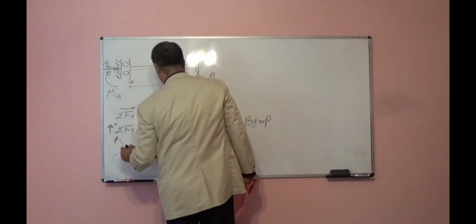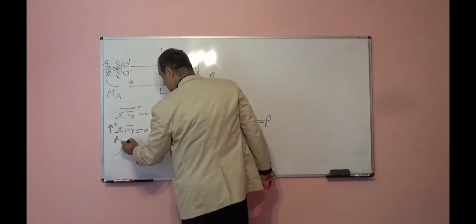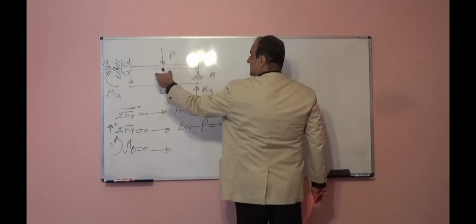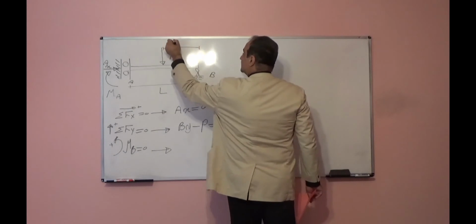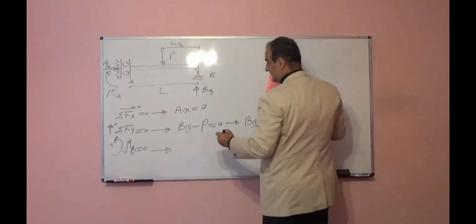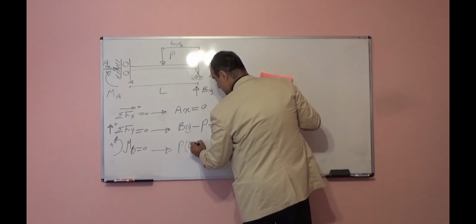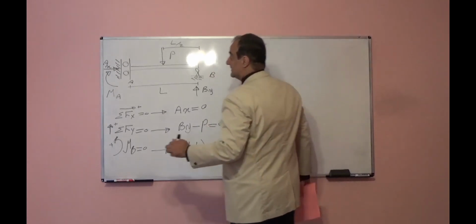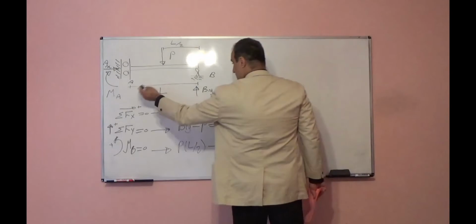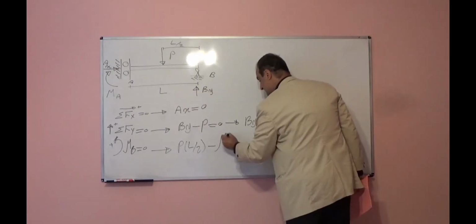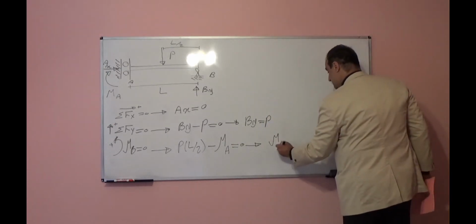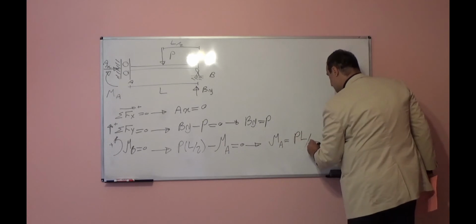Summation of moment respect to one point, for example, point B is equal to 0. In that case, P times L over 2, the distance respect to point B, it wants to rotate this beam counterclockwise, so positive P times L over 2 minus MA, it wants to rotate this beam respect to point B. In this direction I show it, I assume it is clockwise direction, so negative MA is equal to 0. From here, MA will be equal to PL over 2.